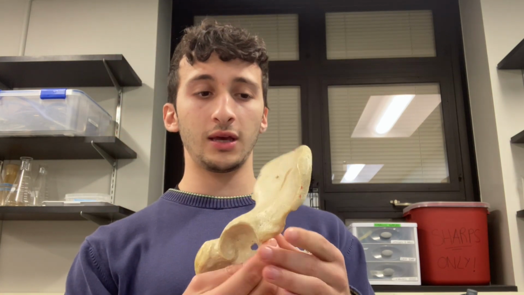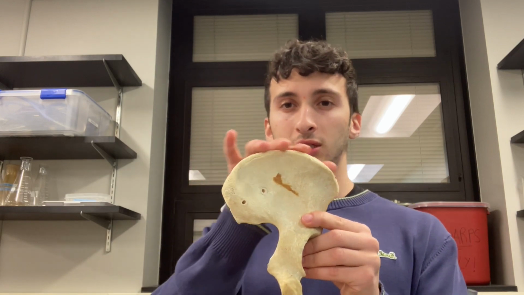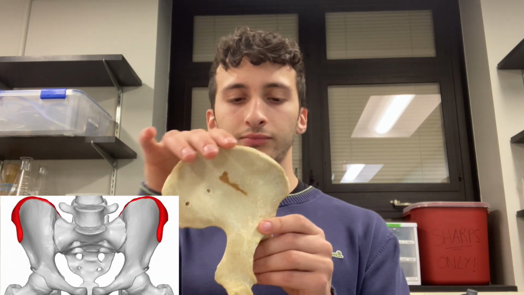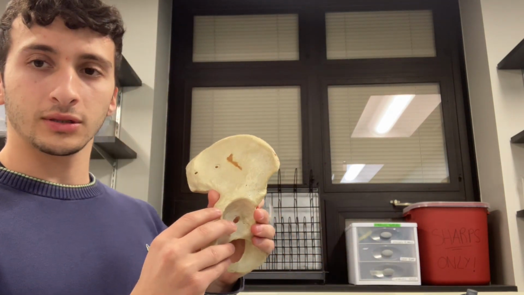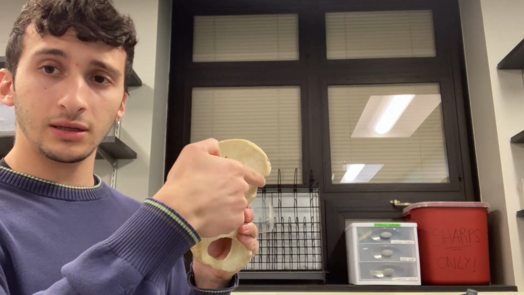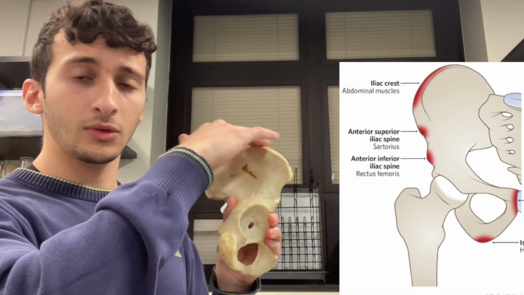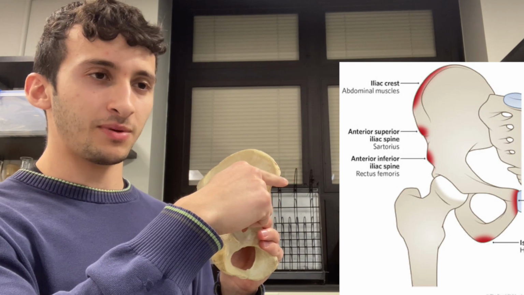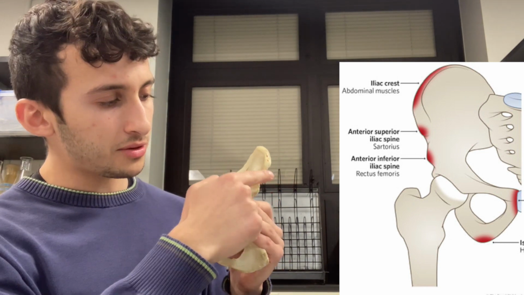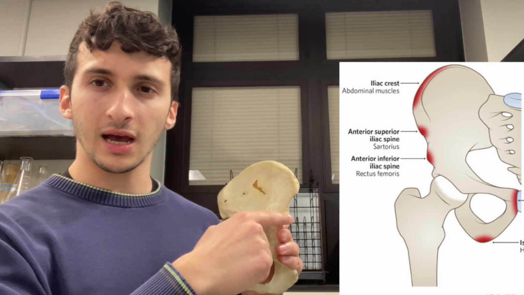Okay, so we're going to look at the ilium next. The first part of the ilium that we need to be aware of is this structure right here, which is known as the iliac crest. Then if you turn around here, you'll see there's a little indent. The iliac crest is the superior border. Then you have the anterior superior iliac spine, and right below this divot, you have the anterior inferior iliac spine.